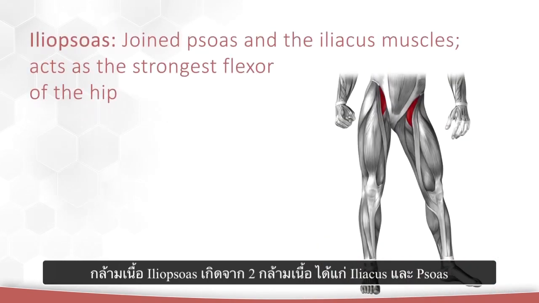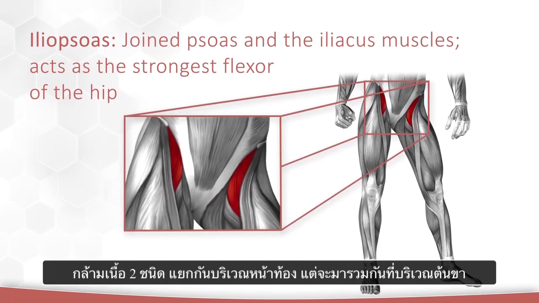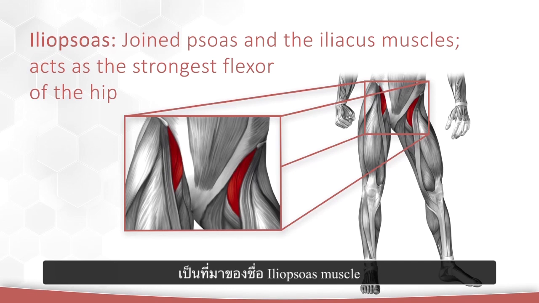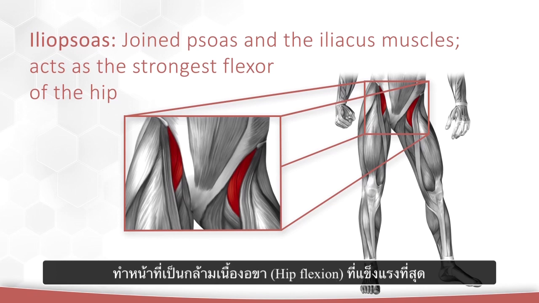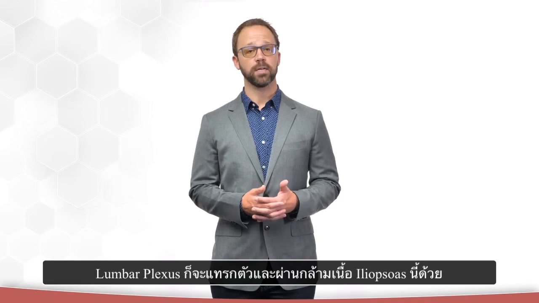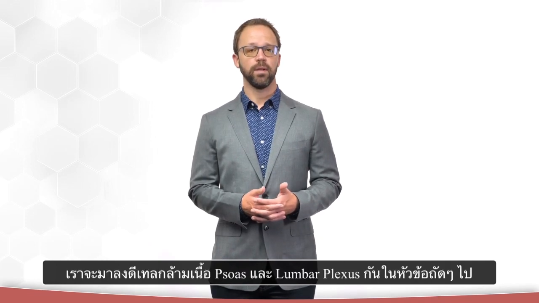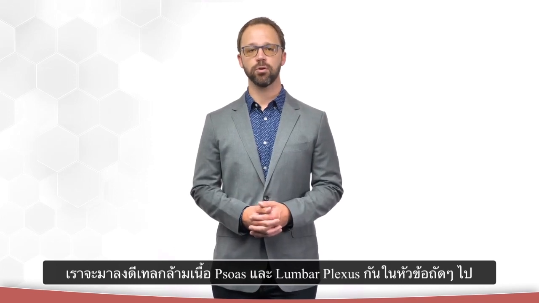The iliopsoas refers to the joined psoas and iliacus muscles. The two muscles are separate in the abdomen, but usually merge in the thigh. As such, they are usually given the common name iliopsoas. The iliopsoas muscle joins to the femur at the lesser trochanter and acts as the strongest flexor of the hip. The lumbar plexus also passes through the psoas muscle. The lumbar plexus and the psoas muscle will be discussed in greater detail in future modules.